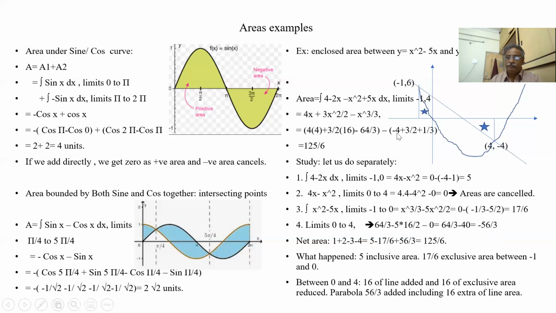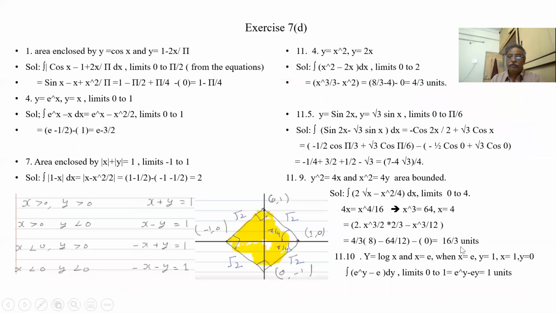Let us see another way. y is cos x and y is 1 minus 2x by pi. So directly cos x minus 1 plus 2x by pi. Limits are 0 to pi by 2. So you see here, if x is pi by 2, y is 0. And if x is 0, y is 1.